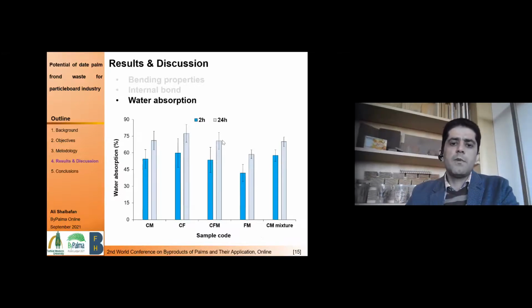Now, for the water absorption, I can say that more or less the same trend was observed as for panel thickness swelling. Although the lowest values were seen in panels produced by the Flecker hammer mill, the other panels also have very good water absorption, mostly below 75%, which is more or less in line with the values for conventional particle boards in the literature review.